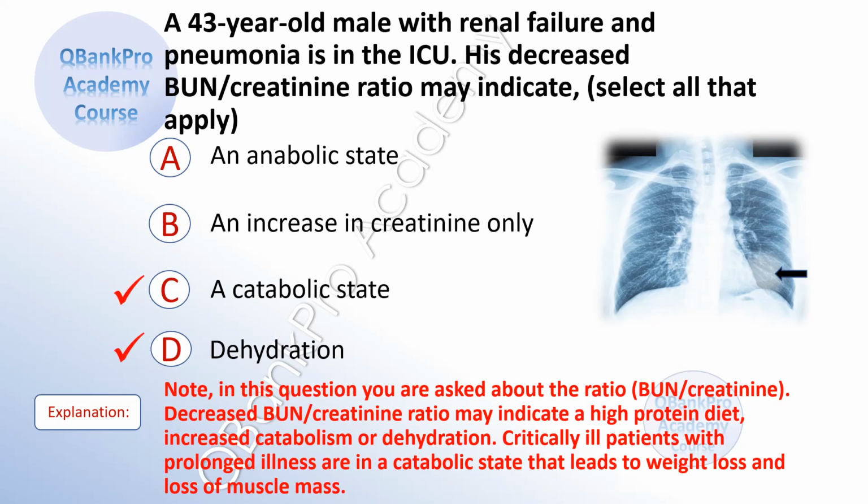The correct answer is C. A catabolic state and D. Dehydration. Explanation. Note in this question you are asked about the ratio, BUN to creatinine. Decreased BUN creatinine ratio may indicate a high protein diet, increased catabolism, or dehydration. Critically ill patients with prolonged illness are in a catabolic state that leads to weight loss and loss of muscle mass.